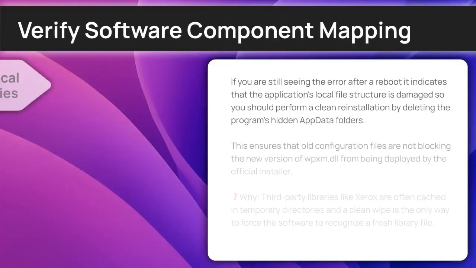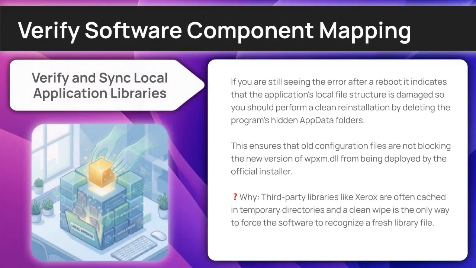If the previous steps didn't work, there's one more action we can take to stabilize the environment. Please pause the video if you need to back up your data before we proceed. If you are still seeing the error after a reboot, it indicates that the application's local file structure is damaged, so you should perform a clean reinstallation by deleting the program's hidden app data folders. This ensures that old configuration files are not blocking the new version of your DLL from being deployed by the official installer. Why are we doing this? Well, third-party libraries are often cached in temporary directories, and a clean wipe is the only way to force the software to recognize a fresh library file.